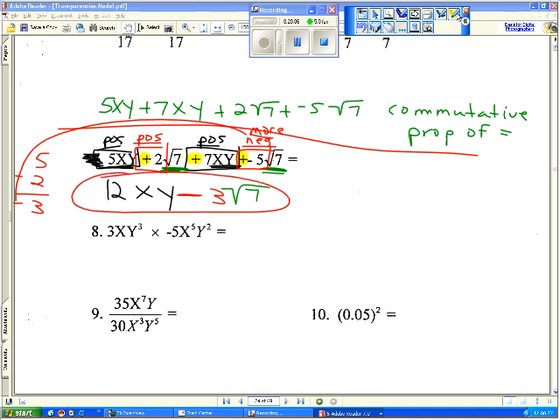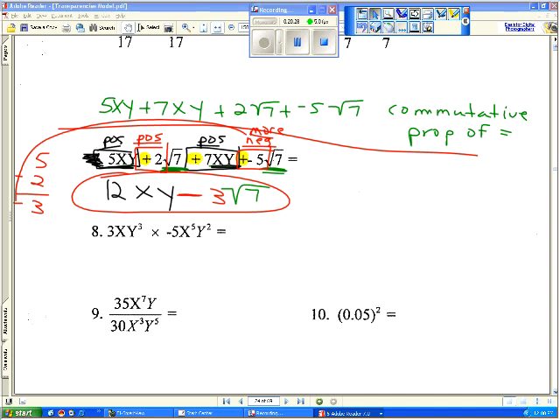So we did what? We simplified the expression by combining like terms, and we combined like terms using sign rules. Okay? There's the language of what we're doing. Any questions so far?